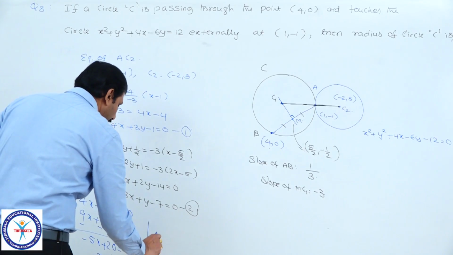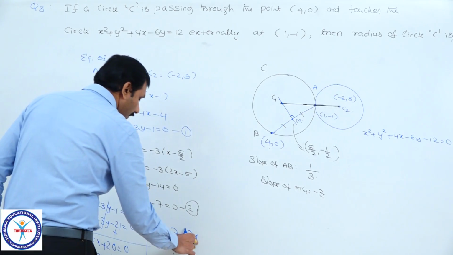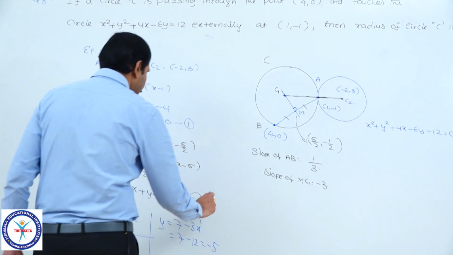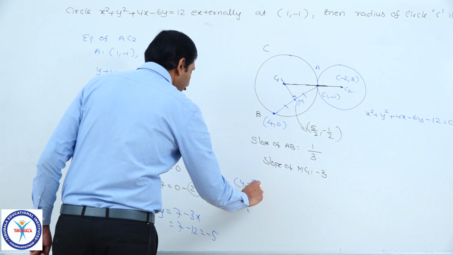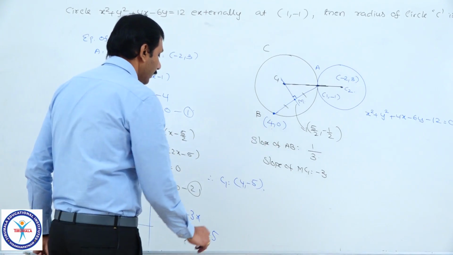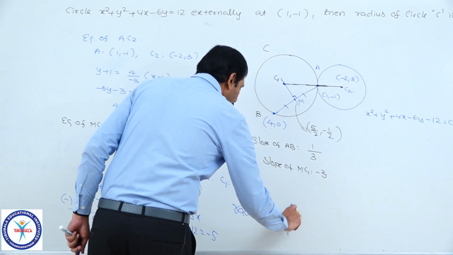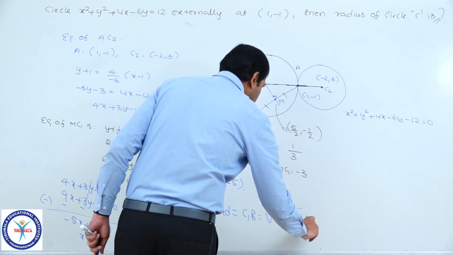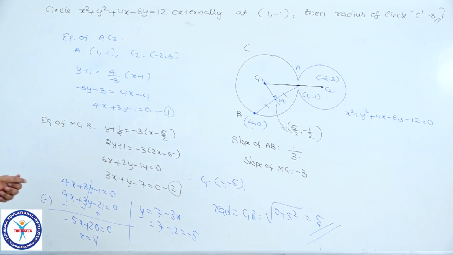x = 4 means what is the y value? y = 7 − 3x, 7 − 12 = −5. Therefore, the center of the first circle, that is the required circle, is (4, −5). Now, the center we know, and this point's distance I will take, hence the radius is equal to C1B, equal to the square root of (4 − 4)² + 5², it is equal to 5. Simple method.